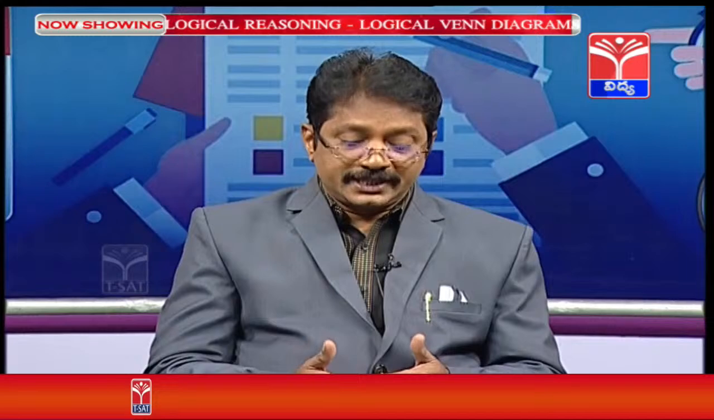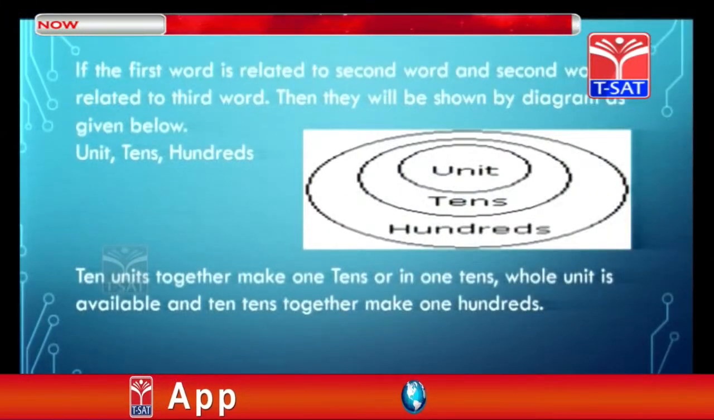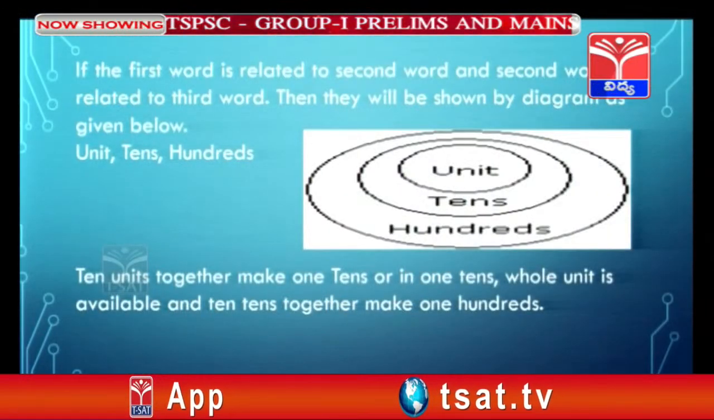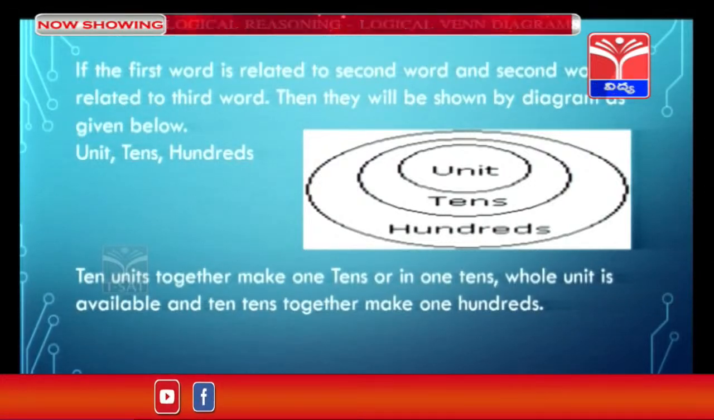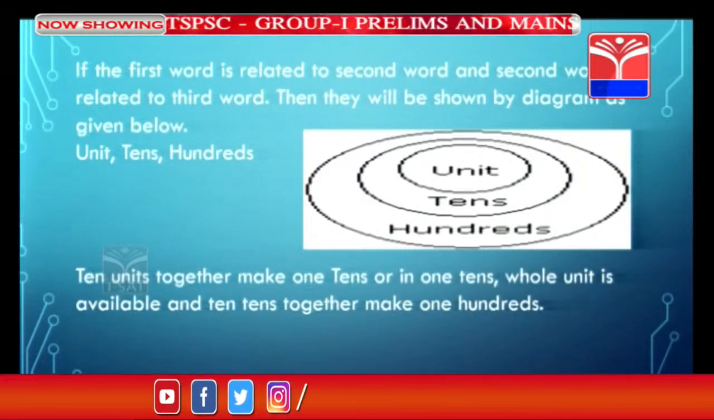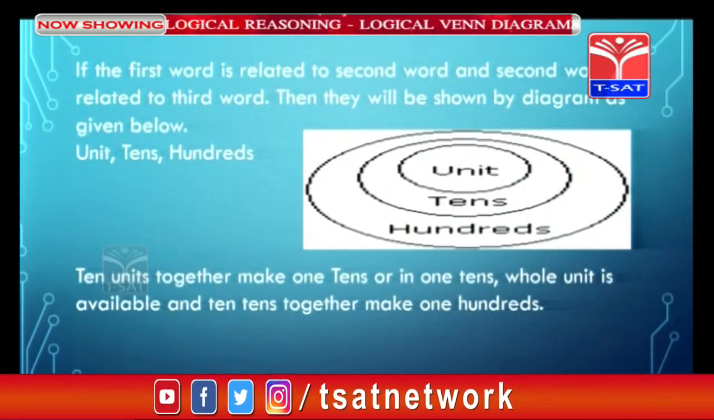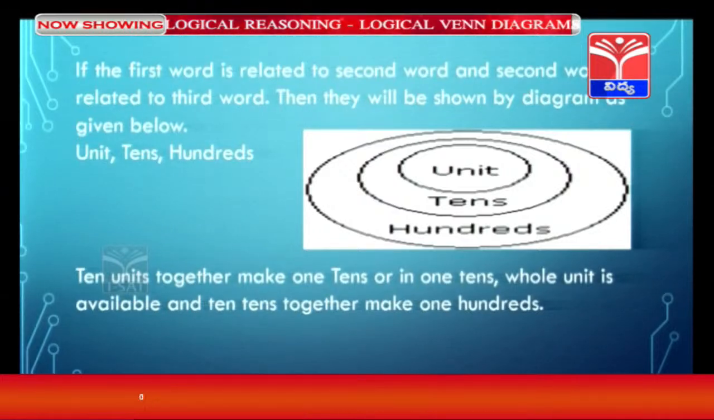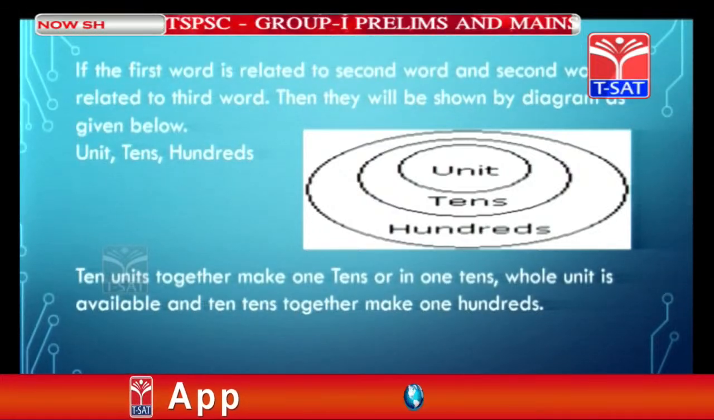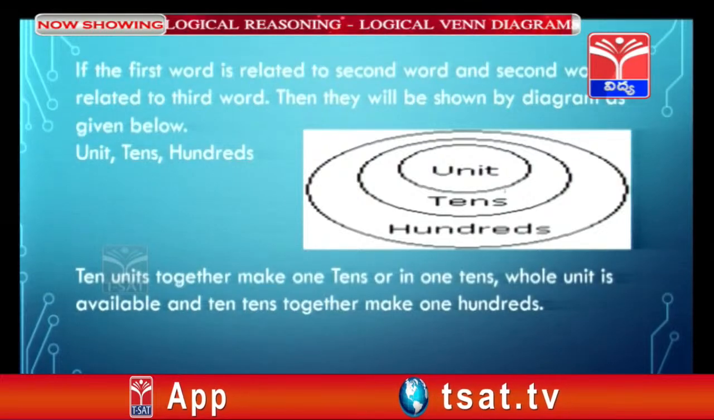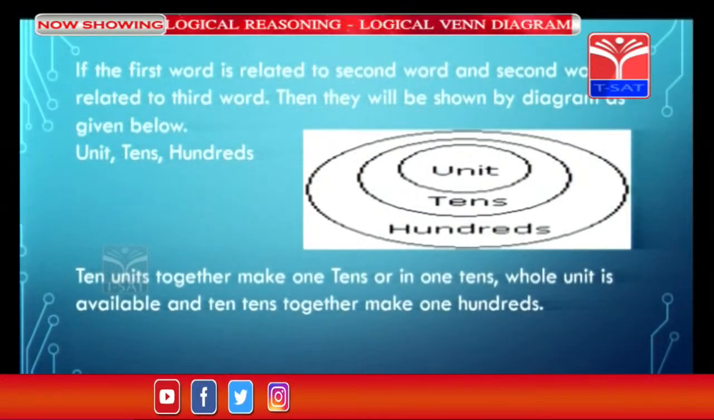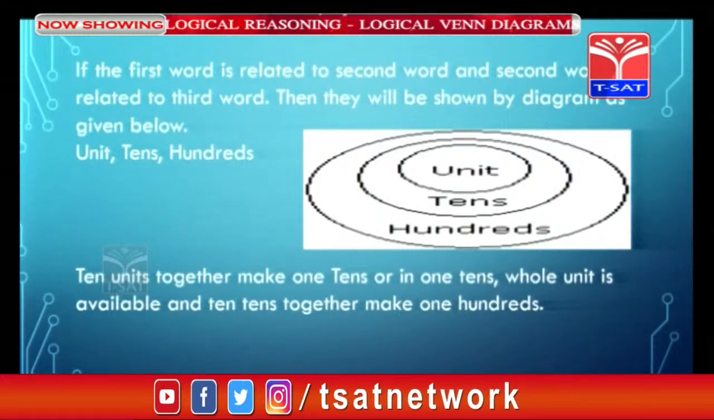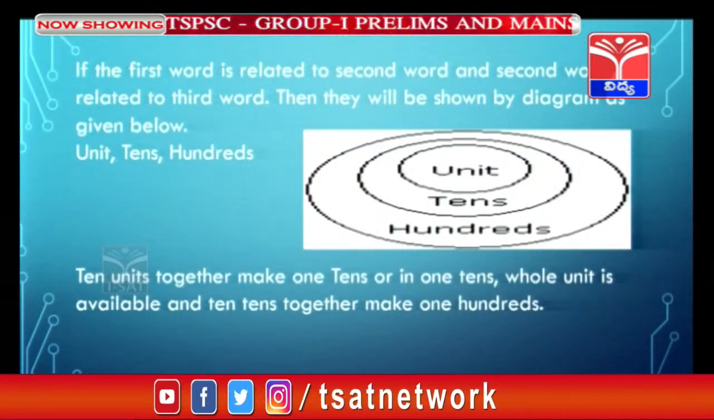Here, units, tens, hundreds are given, correct? Generally, if you take hundreds, hundreds are formed with tens and tens are formed with units. So, here the units, tens, hundreds are interrelated. If you observe it, this is units here, tens here, hundreds here. So, all these three are interrelated, correct? Okay. So, if you observe the data, if there are three different kinds of things.